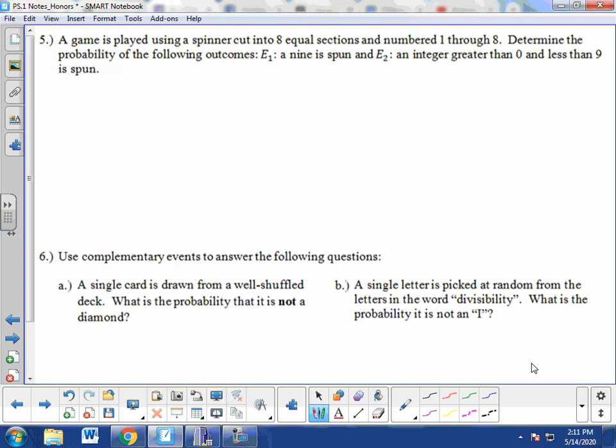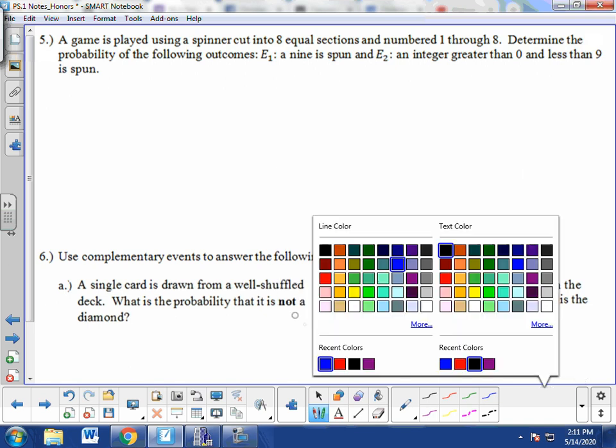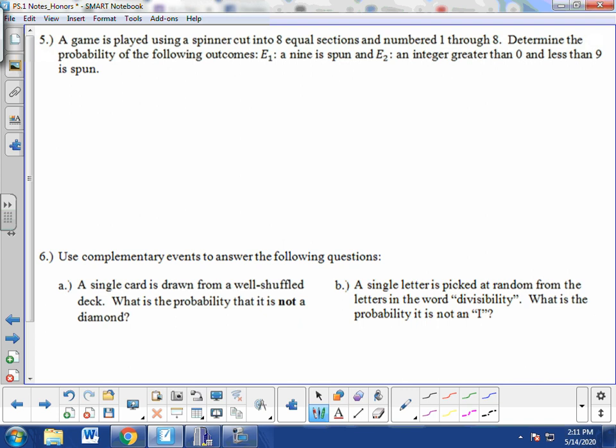So let's take a look at some examples where these properties may be useful. So problem number 5 says a game is played using a spinner cut into 8 equal sections and numbered 1 through 8. Determine the probability of the following outcomes. Event 1, that a 9 is spun. Event 2, that an integer greater than 0 and less than 9 is spun.